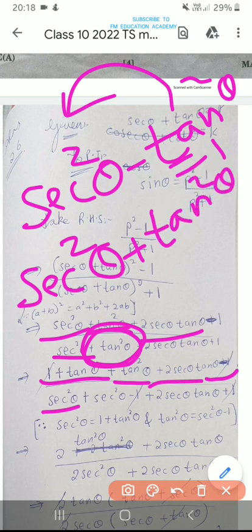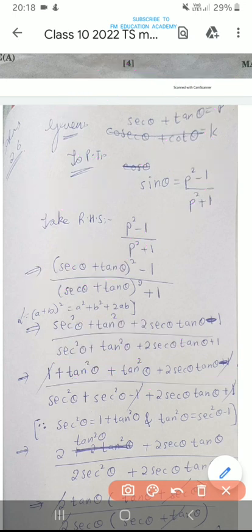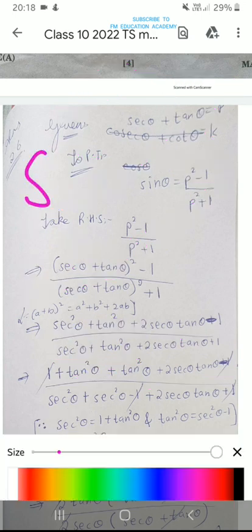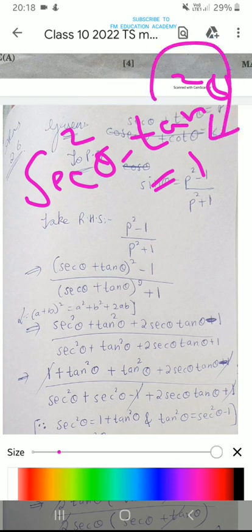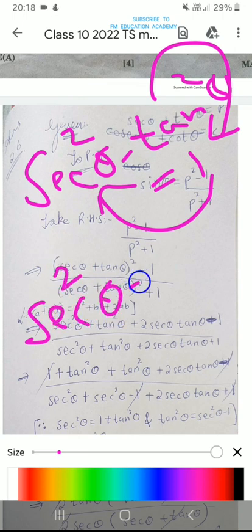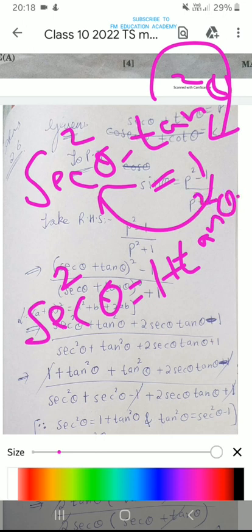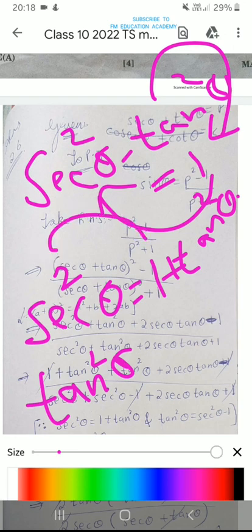Here I need the value of tan square theta. How to find it? See, I'll write again. Secant square theta minus tan square theta is 1. Send the minus tan square theta to the RHS and send this plus 1 to the LHS. So we get secant square theta equals 1 plus tan square theta. Or I can write the tan square theta value as, sending this 1 that side, secant square theta minus 1.